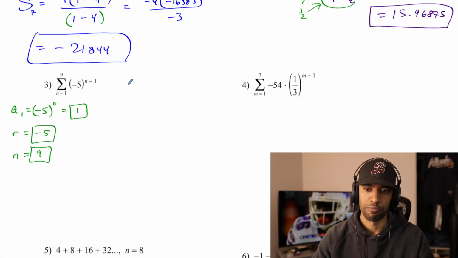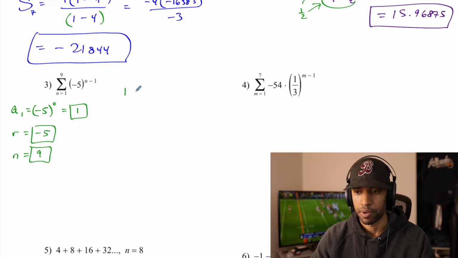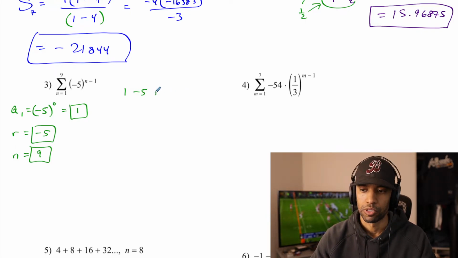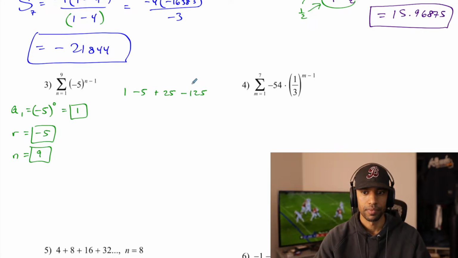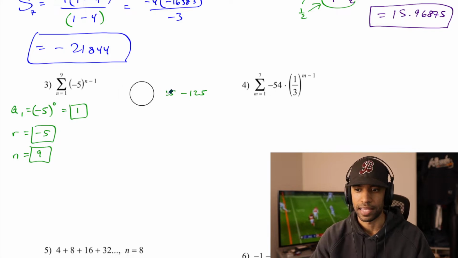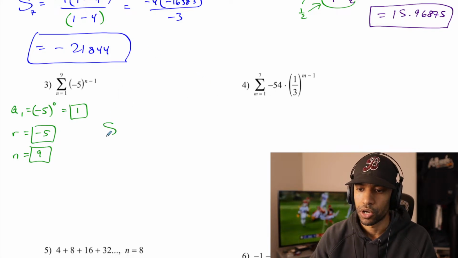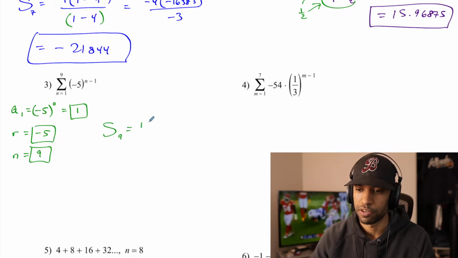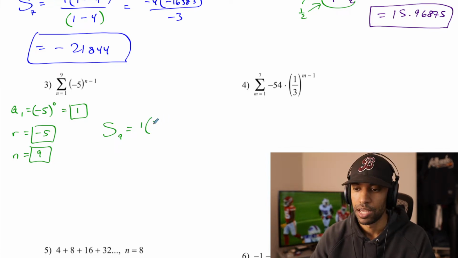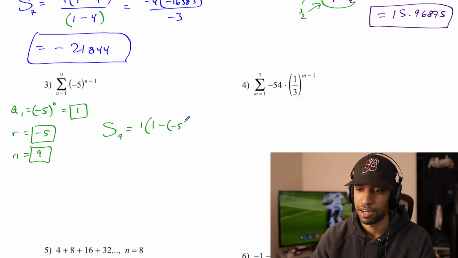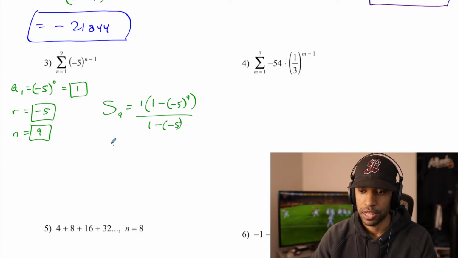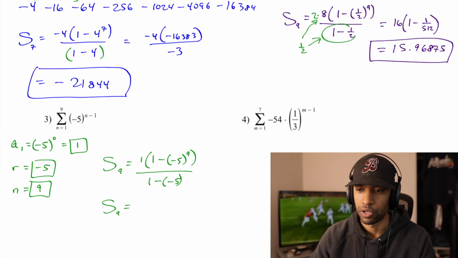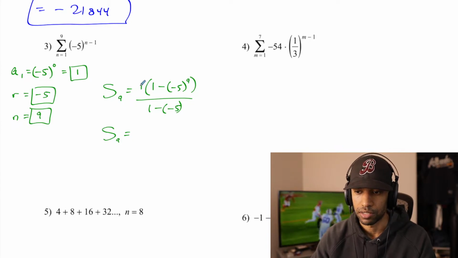The idea of this would have been starting from 1 and then multiplying by negative 5 to get negative 5, multiplying by that to get positive 25, and then minus 125. And it would keep going this way for 9 terms. Now I will avoid writing that this time, and let's go straight into the formula. So s sub 9 is going to be the value of the first term, 1, times 1 minus negative 5 to the 9th power over 1 minus negative 5. Now remember, on top, 1 times anything just makes that go away. So just ignore the 1 there.